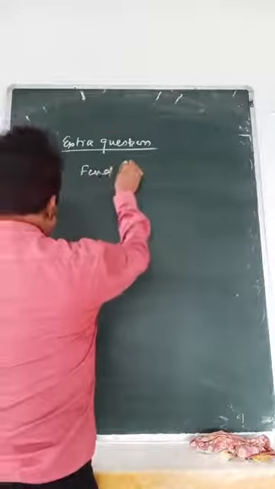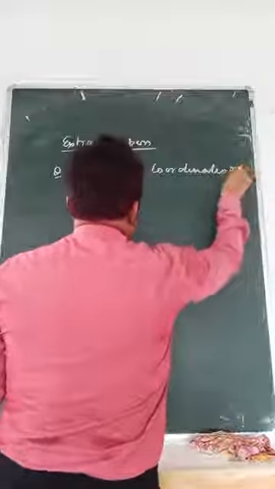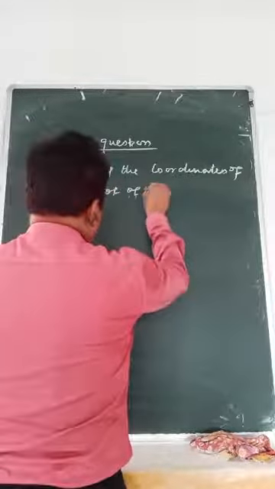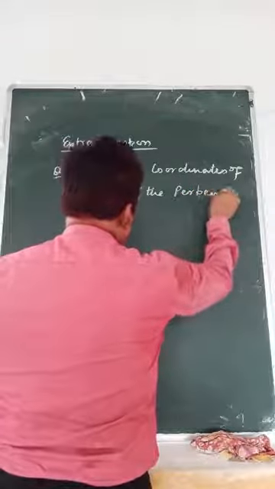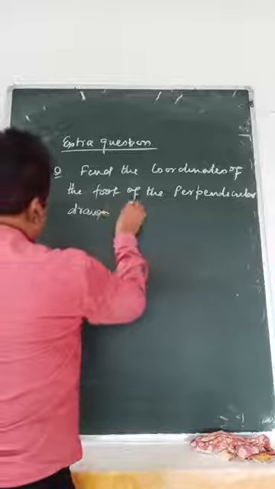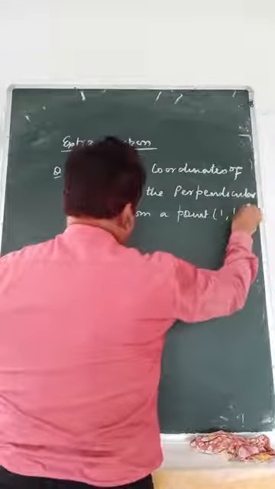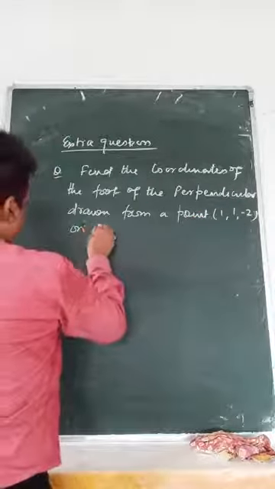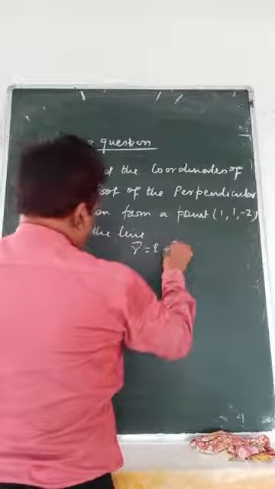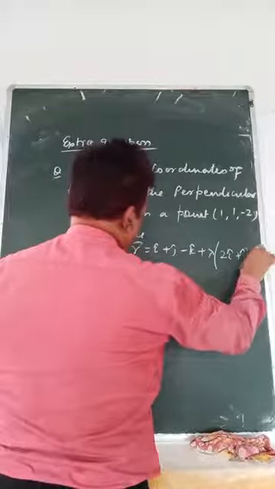find the coordinates of the foot of the perpendicular drawn from a point (1, 1, −2) on the line r = i + j − k + λ(2i + j − 3k).